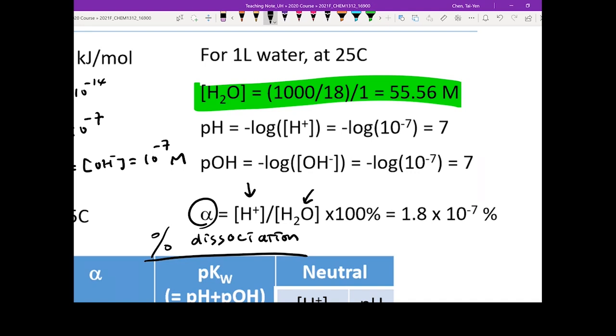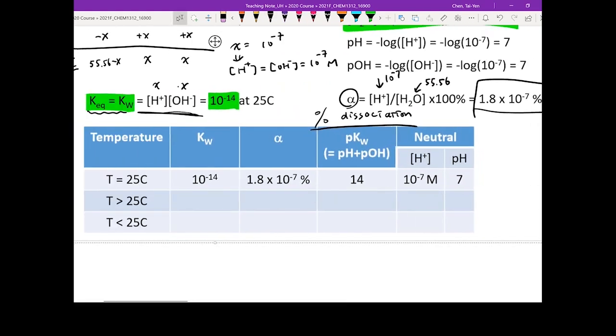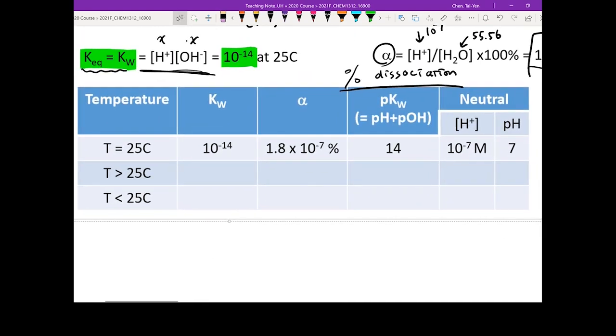So if you do this, your proton concentration is 10 to the negative 7, and your water concentration is 55.56. If you do that calculation, you can see that only 1.8 times 10 to the negative 7 percent of your water will dissociate into H plus and OH minus. A very, very small amount.